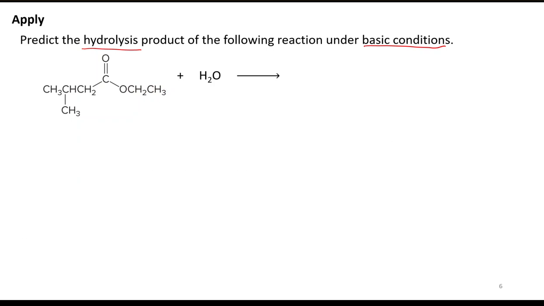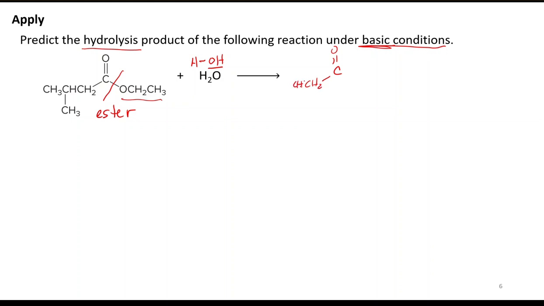I also have a base because I'm under basic conditions. So I know that I can hydrolyze this bond here. I can break this ester bond with the water. So I'm going to rewrite my water molecule like this, where this OH group is going to now replace this here. So this is going to come off. I'm going to go ahead and draw that resulting molecule when I remove that group that I underlined.